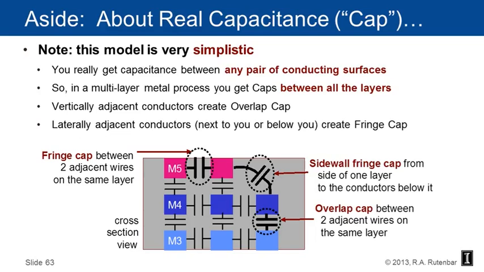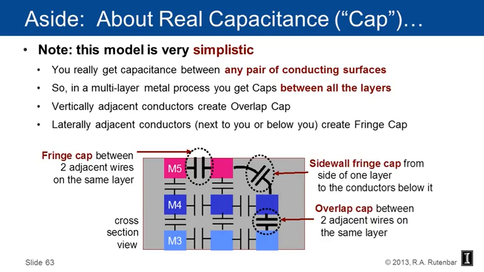Three blue metal wires on metal three, then on top of them, three blue metal wires on metal four, and then on top of that, two but not three pink metal wires in metal five. Left to right, three boxes on the bottom layer, three boxes on the middle layer, a left box, a middle box, but no right box. And what I'm showing you is that between every pair of conducting surfaces, there's a capacitor.